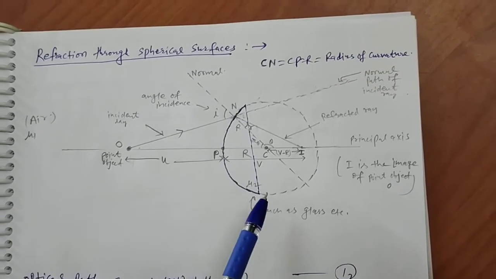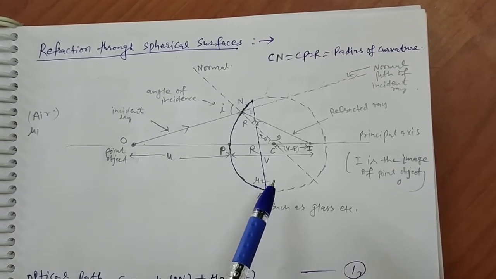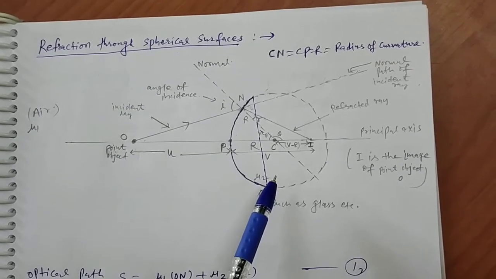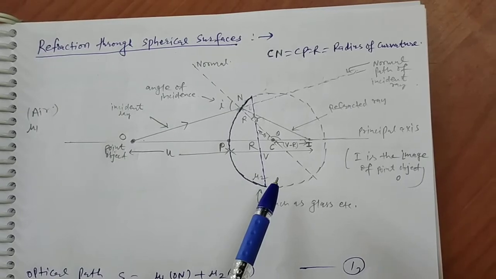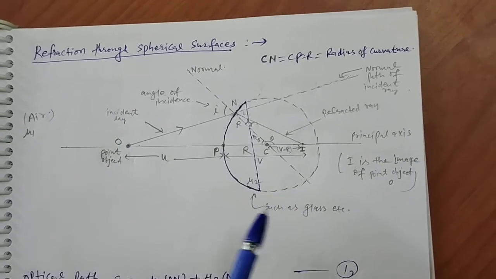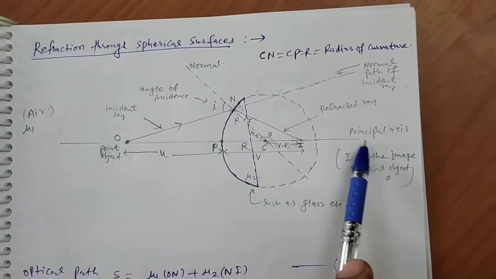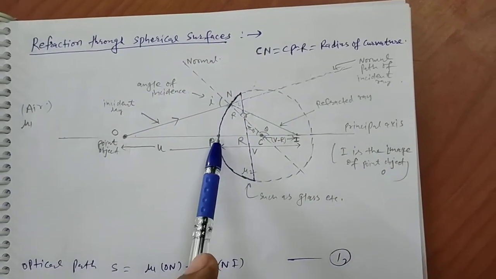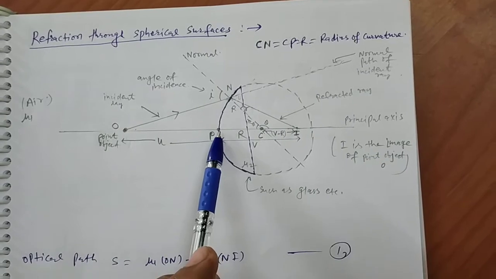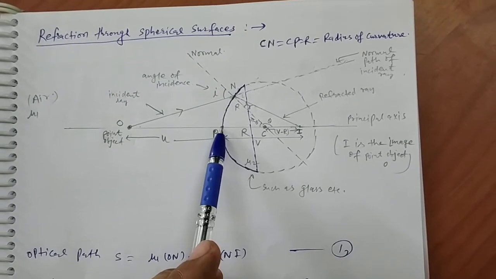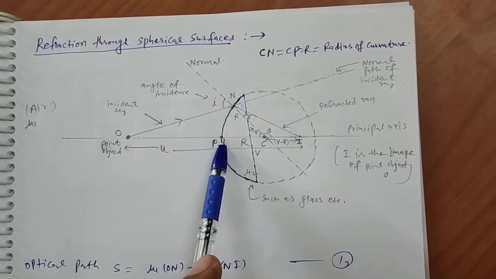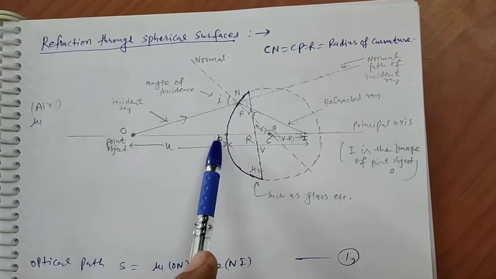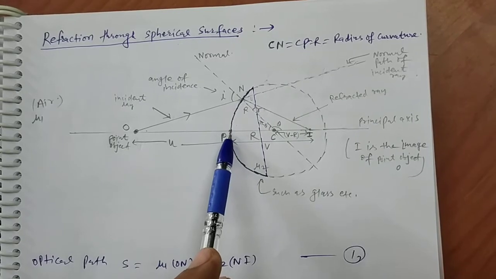The center of the sphere is called the center of curvature and the radius of the sphere is called the radius of curvature. Here this is the principal axis, this is the sphere. The point at which the principal axis cuts the spherical surface is called the pole, which means here P is the pole.